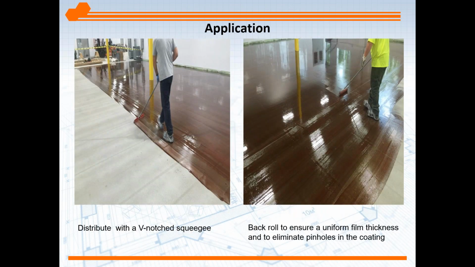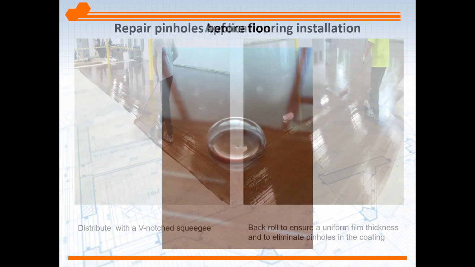Now, the mitigation membrane we see on the left being distributed with a V-notch squeegee, and generally these products are colored or pigmented, so you have a visual indicator that you're getting overlap between each section or application. Once the epoxy film is applied, it's important to back roll it. Back rolling helps distribute the film. Back rolling also eliminates air or pinholes from forming in the concrete or in the coating.